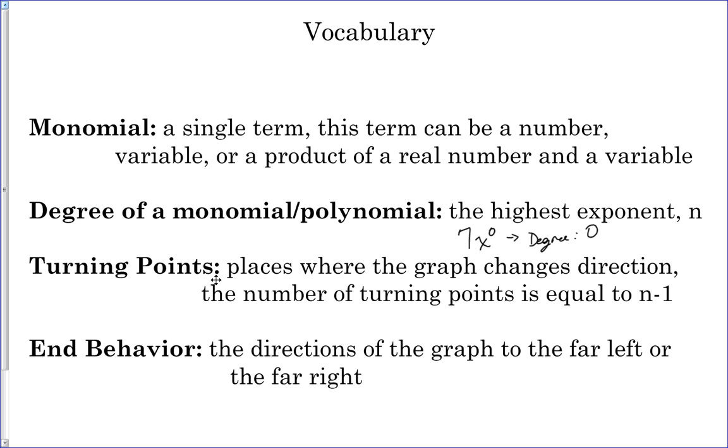Turning points. Turning points are the places where the graph changes direction, and the number of turning points is equal to n minus 1, so the degree minus 1. So if you have a third degree polynomial, which means your highest exponent is a 3, you're going to have a maximum of 2 turning points. If your degree is 4, you're going to have a maximum of 3 turning points. And then end behavior is simply the directions of the graph to the far left or the far right. We'll get into that a little bit later in the video if that's confusing.